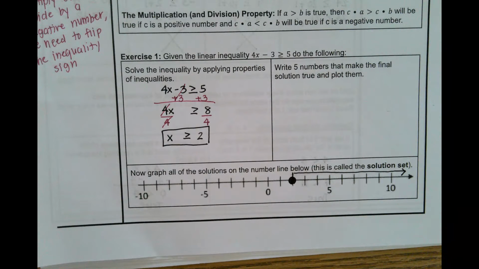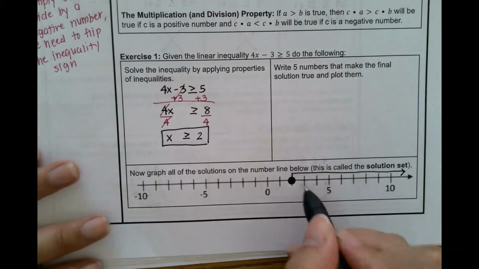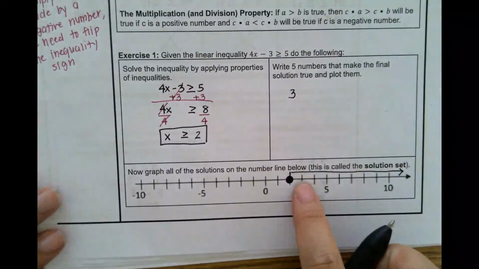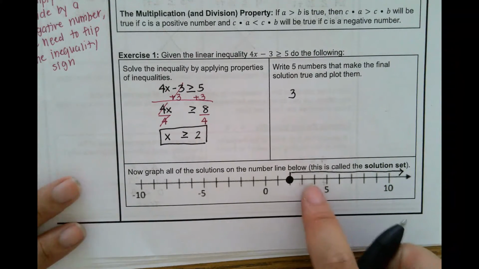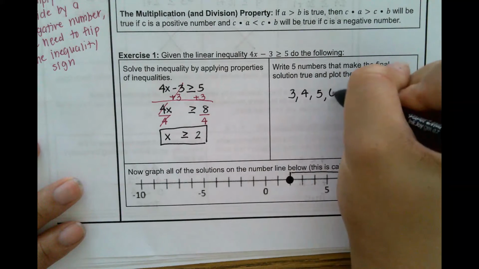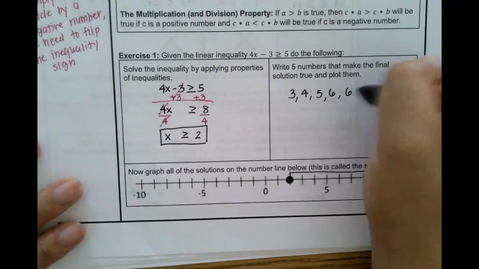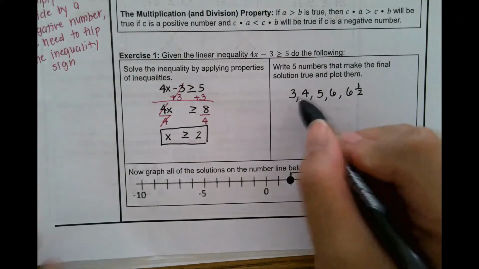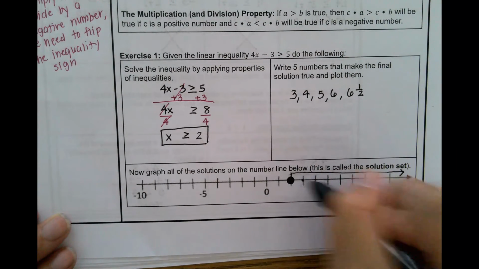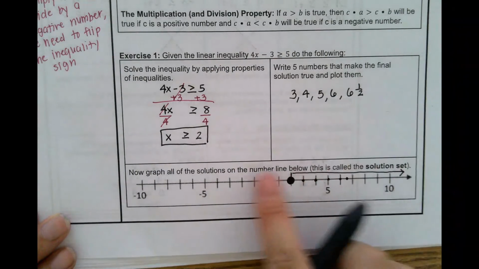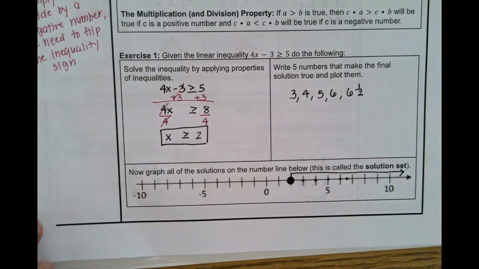So here are numbers that would make it true. Something like 3 would make it true, because it's part of this part where I would have shaded. 4 would make it true, 5 would make it true, 6 would make it true. Even if I chose a fraction like 6.5, all of these would be true. 3 is here, it's part of this shading. 4 is here, 5 is here, 6 is here, 6.5 is here.